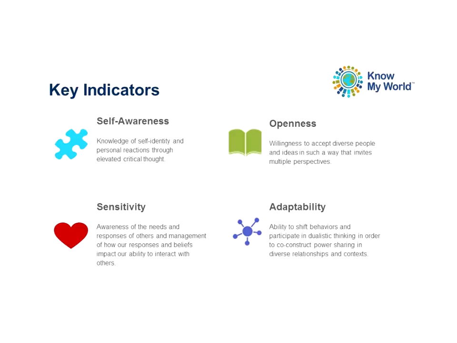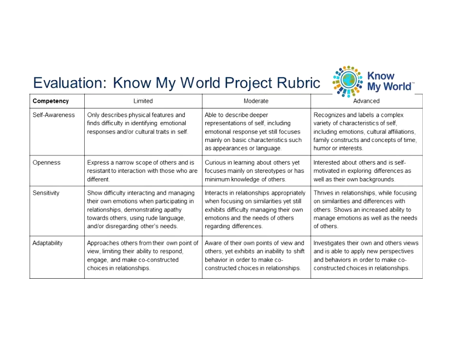We're looking to grow sensitivity, so the intercultural sensitivity, things like empathy, the awareness of the needs and responses of others, and managing our own responses and the impact that can have in relationships, and then also adaptability. So not only having this kind of awareness and this kind of disposition, but also having the kinds of behaviors and cognitive skills that are required to shift behavior and participate in dualistic thinking, and also co-construct mutual power and empowerment in a variety of relationships. So these are the four indicators that we're working from. And this is the rubric that we have developed. So again, we supply you with the project plans and the rubric.